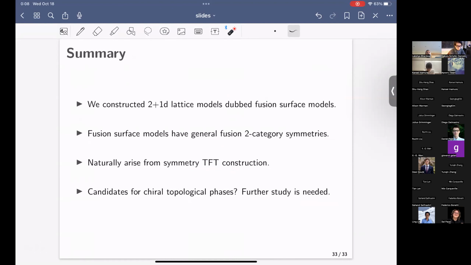So in summary, we constructed a large family of 2+1 dimensional quantum lattice models that we call fusion surface models. These fusion surface models have finite generalized symmetries described by fusion 2-categories, and these models naturally arise from the symmetry TFT construction. Since these lattice models have microscopic symmetries of anyons, we can naturally expect that these fusion surface models might be natural candidates for chiral topological phases. But this is still an open problem, so further study is needed on this point.